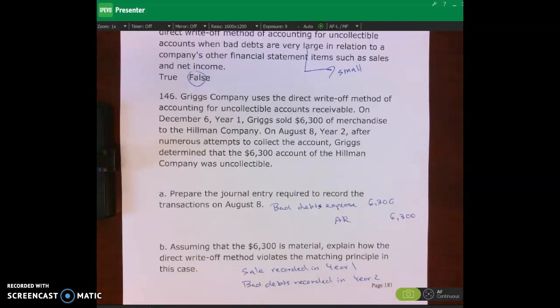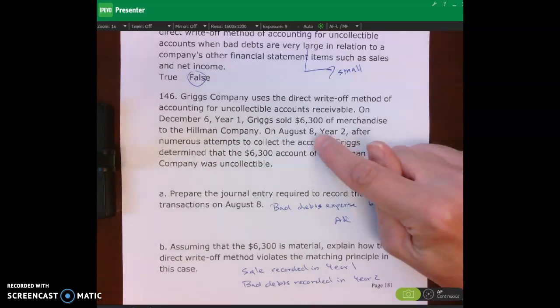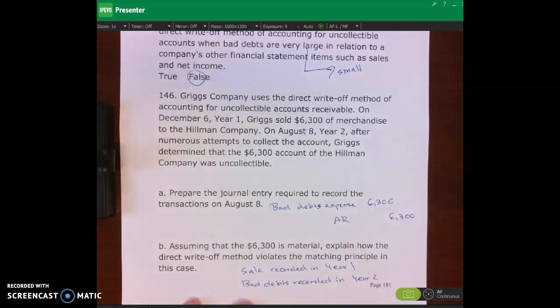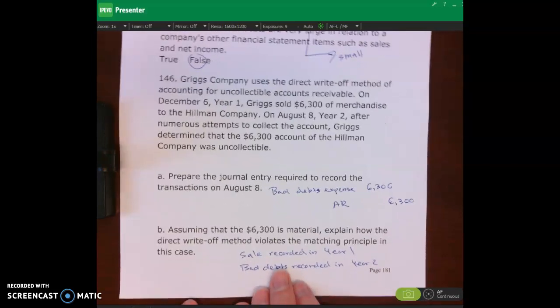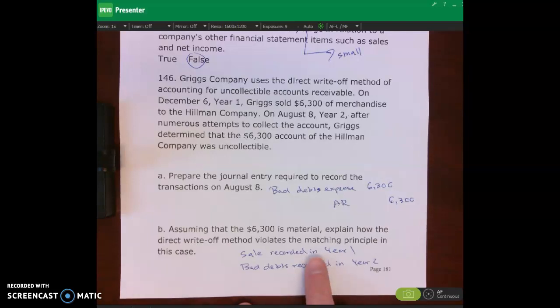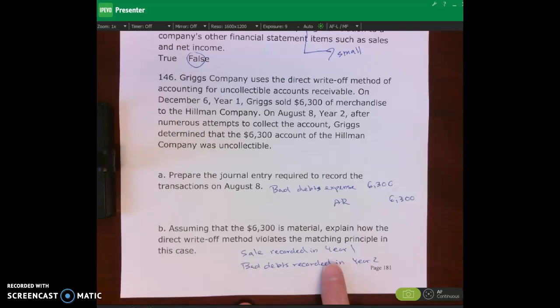Number 146 right over here: Griggs Company uses direct write-off. On December 6th of year 1, they sold $6,300 of merchandise. On August 8th of year 2, despite numerous attempts to collect the account, they have to write it off. Debit bad debts expense $6,300, credit accounts receivable $6,300. Assuming it's material, why does it violate the matching principle? It's because you recognize the sale in year 1, but you recognize the bad debts expense in the next accounting period in year 2. They're not recognized in the same accounting period, so therefore it violates the matching principle.